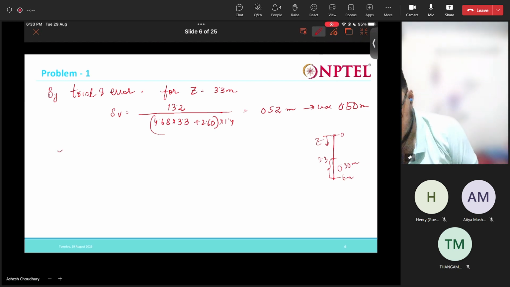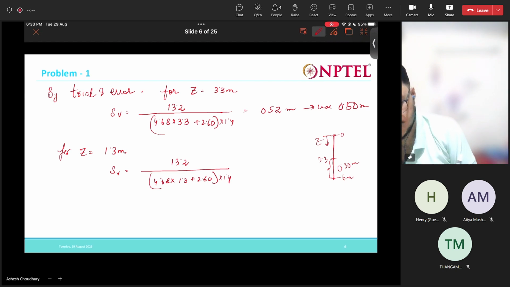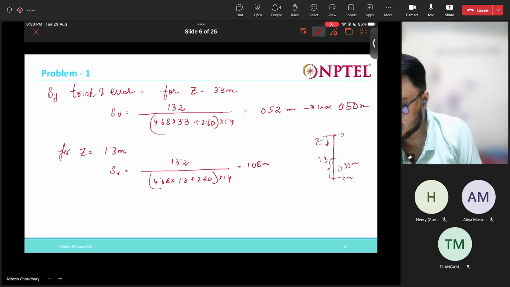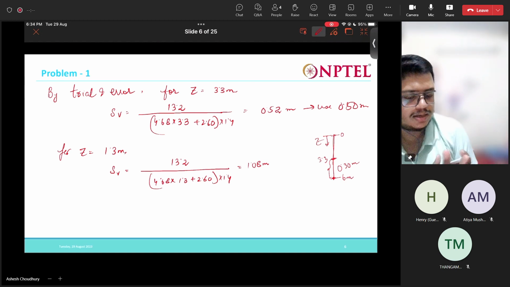Again, let us say for z equal to 1.3 meter, our SV will become 13.25. So if we do this, 0.08 meter, 1.0 meter. So from 6, from here to here we can take spacing of 0.3.